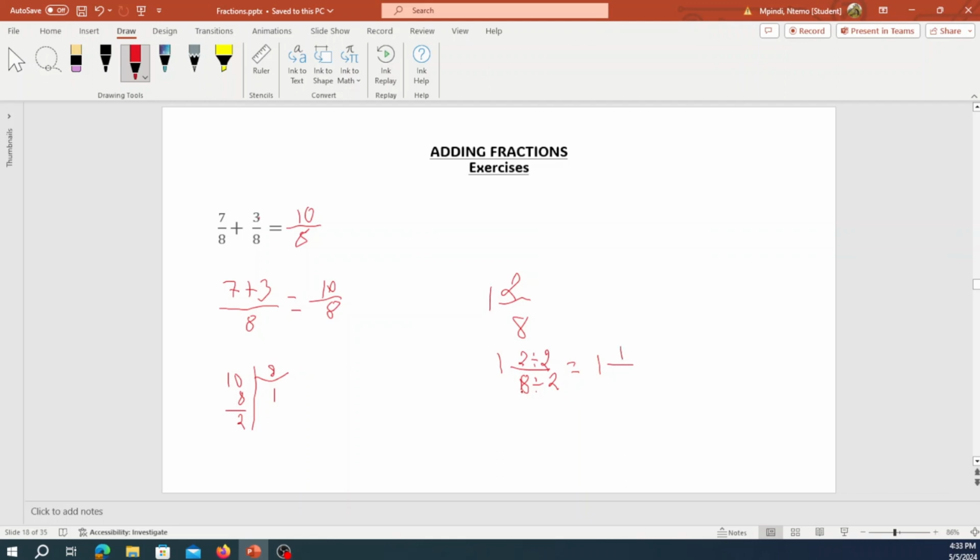8 divided by 2 equals what? 4. So in this case, we want to reduce that. That's what we get. But if in case we want to change this to a mixed number, that's how we do it. That's how we get it here. Okay.